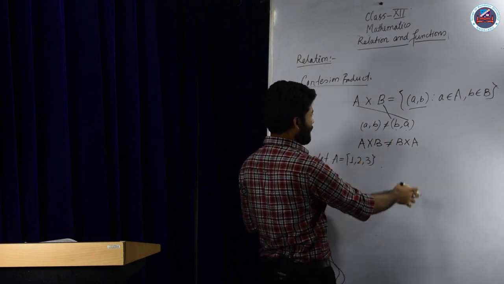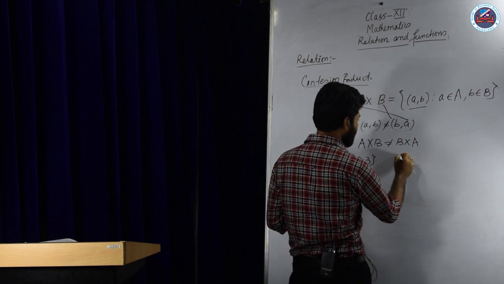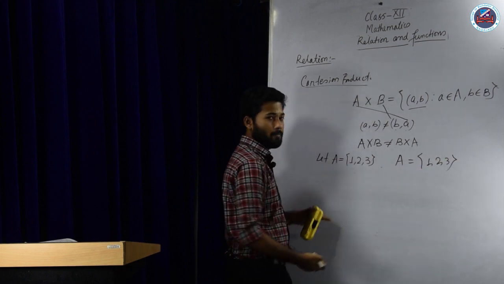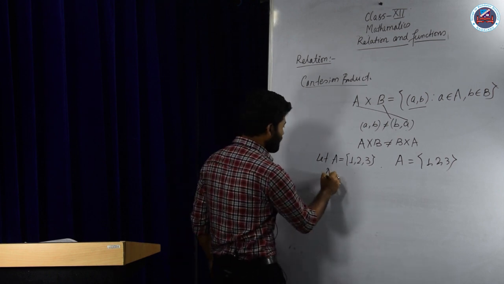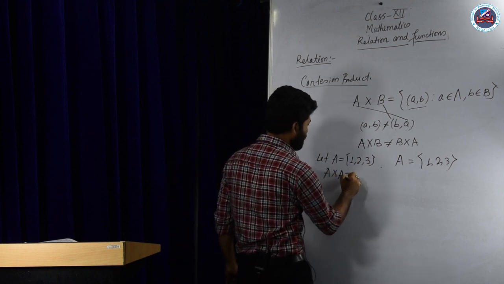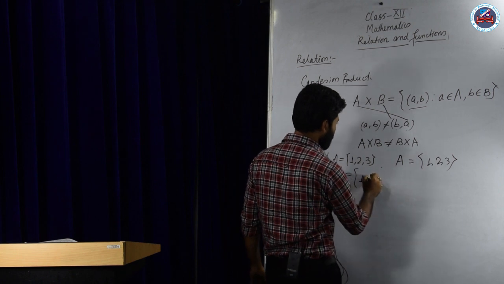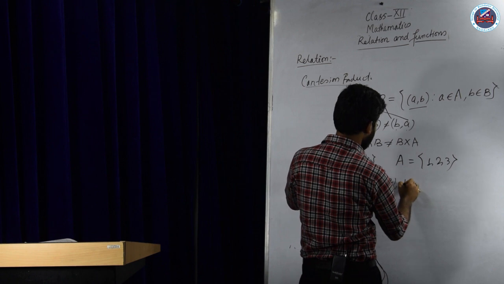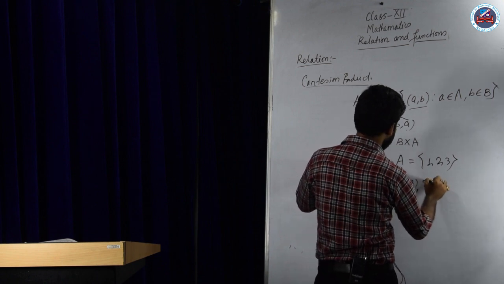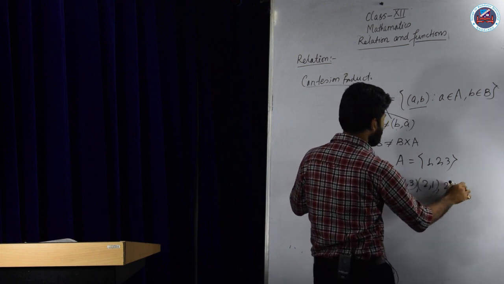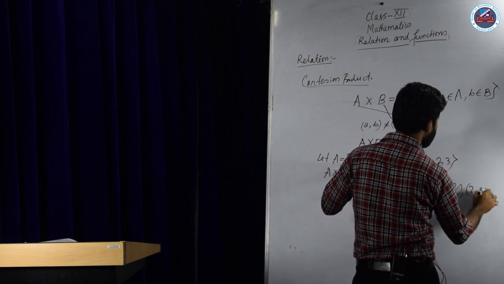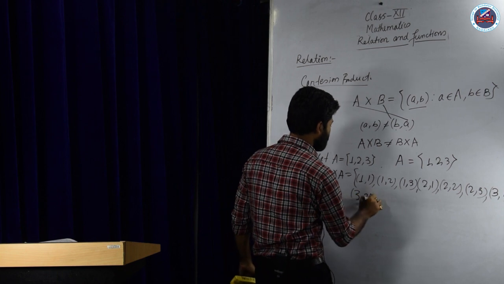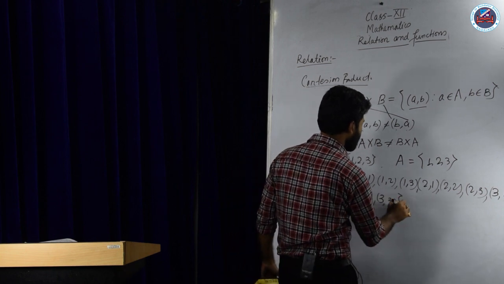What if here we have defined A cross B? What if both are A? Then this will be the same. So what will be their cross product? It will be A cross A, and that will be equal to (1,1), (1,2), (1,3), (2,1), (2,2), (2,3), (3,1), (3,2), and (3,3).